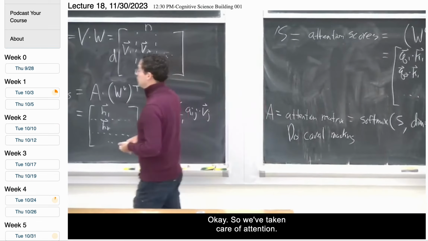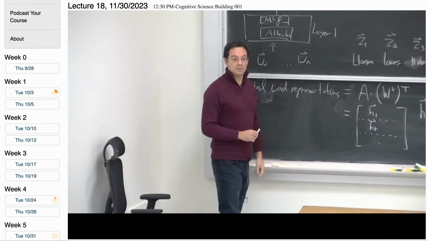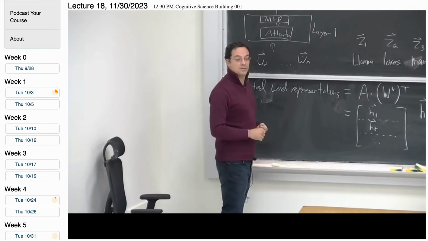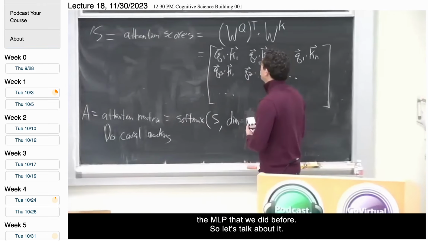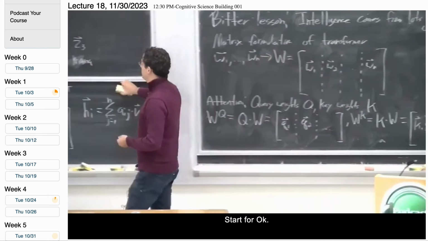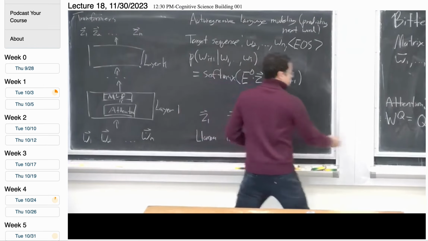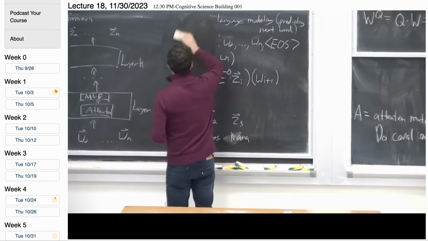Okay, so we've taken care of attention. Attention is just a bunch of matrix multiplications. What about the MLP? It's actually a little different from the MLP that we did before, so let's talk about it. Let's start from here. How do we parallelize the MLP?